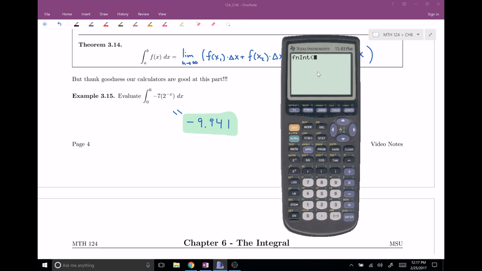So fnInt, and then I'm going to go ahead and plug in our function here. So -7 times 2 raised to the parentheses -x close parentheses. And then it asks, what are you integrating with respect to? So we do a comma, and then you do x. So this is like the dx part. And then you do another comma, and then you input, where do you start? 0. And where do you stop? In this case, let's do the 6th one, right? And then I do close parentheses and enter. And there we are, the same number that we had before.